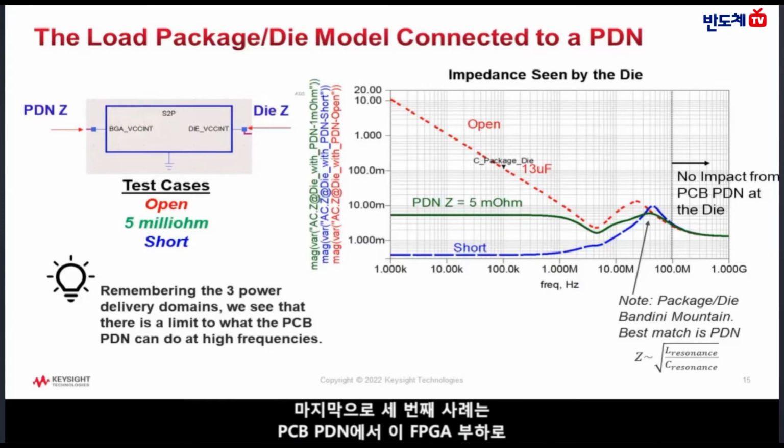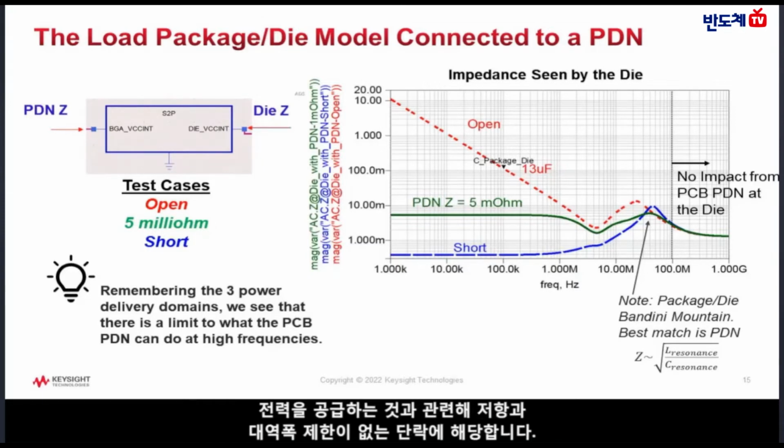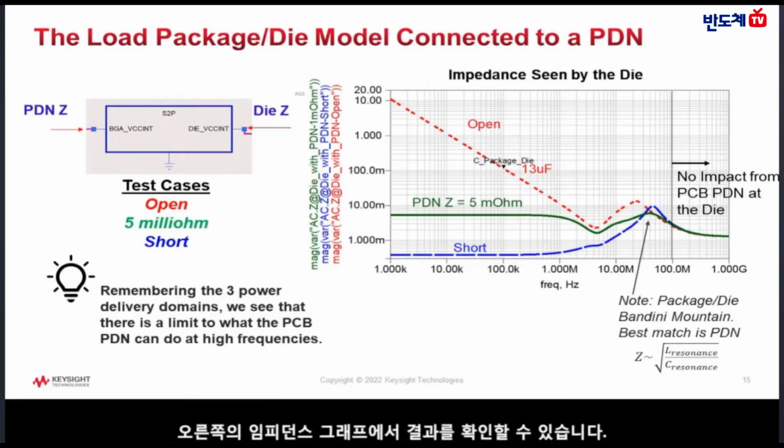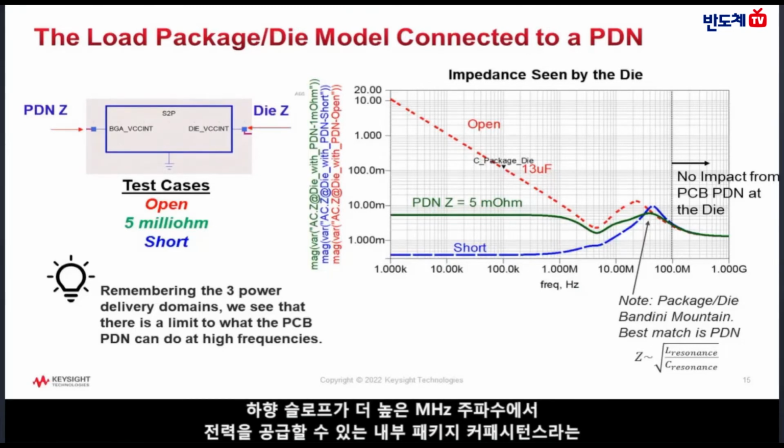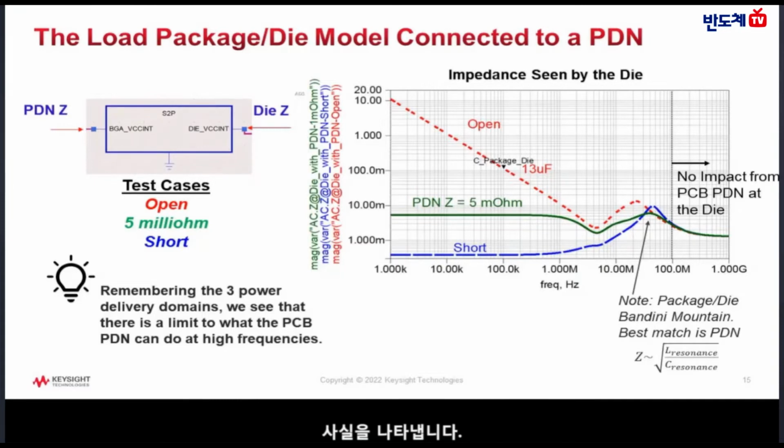And finally, the third case is a short with no resistance and no bandwidth limit for the power delivery to this FPGA load from the PCB PDN. The impedance graph on the right shows the result. The downward slope of the open test case in red indicates high impedance with no power delivery at low frequencies, but the downward slope shows that this is the internal package capacitance that can deliver power at higher megahertz frequencies.